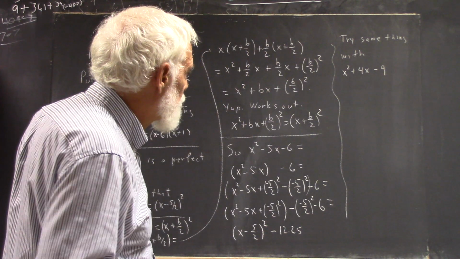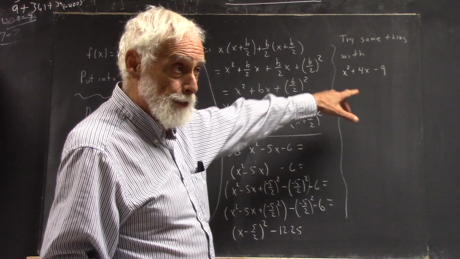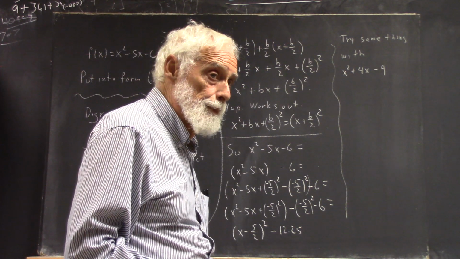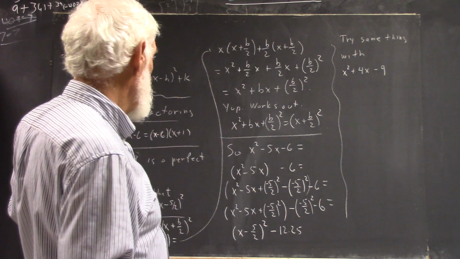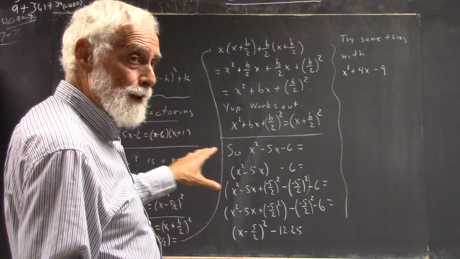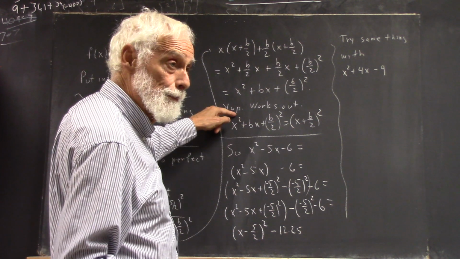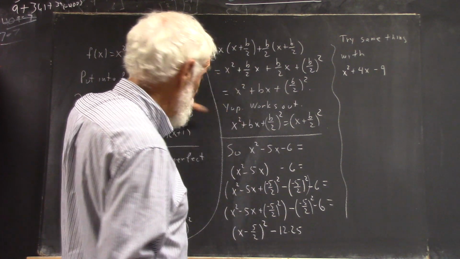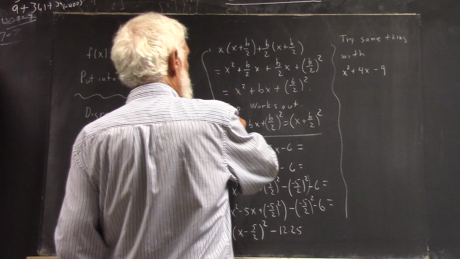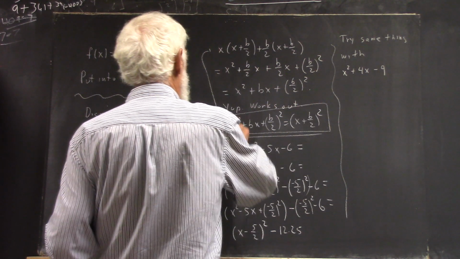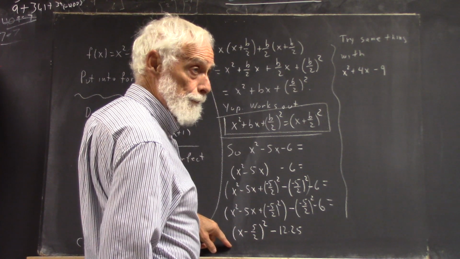Now what I'm saying is try the same thing with x squared plus 4x minus 9, because this is all kind of convoluted. Probably have to look back at it to understand what I was getting at. But you want to just focus on this and this. Don't worry about any of the rest of it. You have this, and we do this.